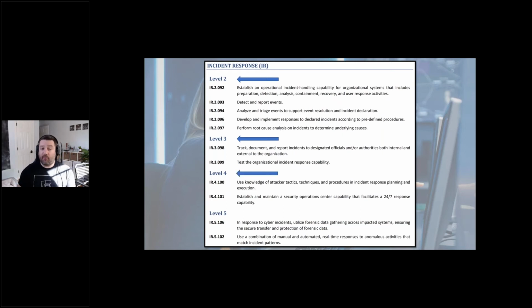As you get to level 4, we start to step up in complexity. So, use knowledge of attacker tactics, techniques and procedures in incident response planning and execution. IR-4-100 is a little vague. And so an organization that comes in and assesses is going to have to use their assessor training to determine whether or not you're doing that. So as you can see, as we climb the ladder here, things get more and more complicated.